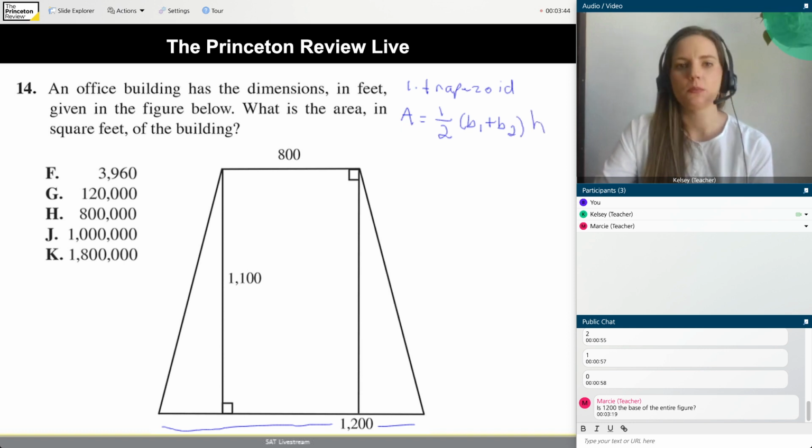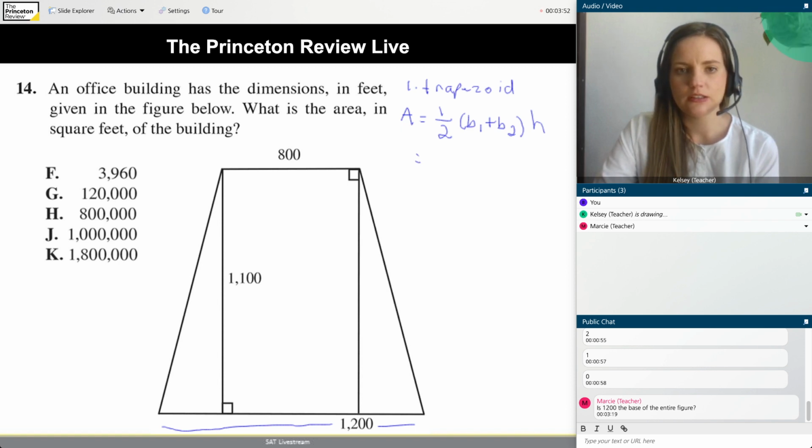Base 1 being, I guess, this 800, base 2 being the 1200, which goes all the way across the bottom. And now it's a little bit of a plug and chug question, right? So the area is going to be equal to 1/2. Plug in those two bases that we have, so 800 and 1200. And we even conveniently have the height, so we can just plug all those numbers in.